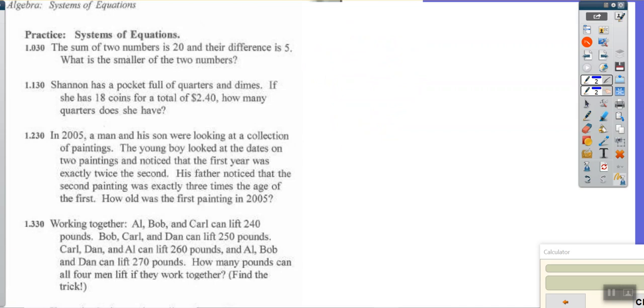Nice. Shannon has a pocket full of quarters and dimes. She only has quarters and dimes, but she has 18 coins. So I have quarters plus dimes, and I have a total of 18 coins, for a total of $2.40. So I'm going to convert the $2.40 into just plain old cents. So I have 240 cents, and each quarter is 25 cents plus 10 cents for my dimes.